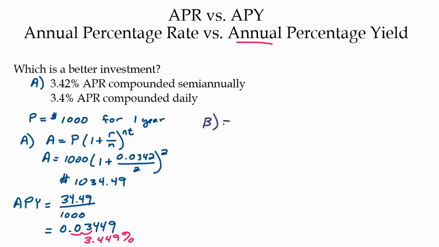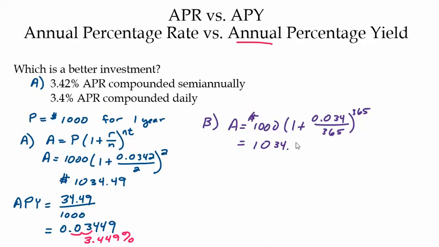Except this time we are going to change our rate, and we're going to change our number of compoundings per year. So we'll still go with the $1,000 because we want to compare similar investments here. 1 plus 0.034, now we'll change our rate to 3.4% compounded daily, so that's going to be 365. And then we'll take that to the 365th power. So go ahead and punch that in. And you should get $1,034.58, to the nearest penny.